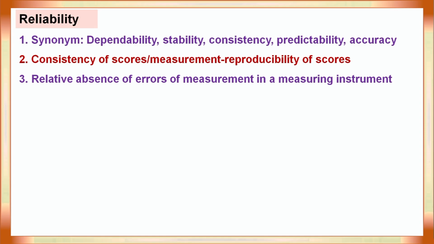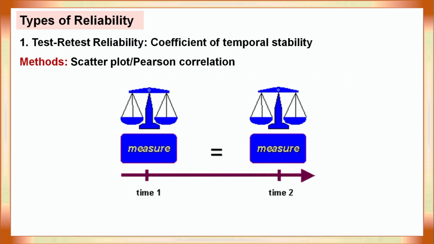In this class we will discuss further the different types of reliability in social science research, or measurement in the social science field. Again, to remind you, reliability means the consistency of scores or measurement in terms of reproducibility of the scores. Secondly, it also means the relative absence of errors in the measurement of a measuring instrument.